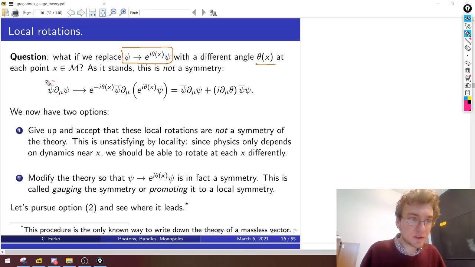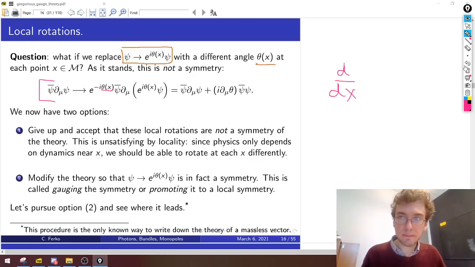Here's an example. Here's a good term we wrote before. It's good because it has the same number of psi bars and psis. And this d mu, just think of this as a derivative. You can just think of that as d/dx everywhere if it makes things look simpler. So this psi bar times the derivative of psi, if I replace psi by a rotation which is different at every point, is not invariant, because the derivative can hit the function in the exponential. And then I get this additional term, this i times the derivative of theta, which is not leaving the term invariant, right? We get the old term plus extra junk. So the term is no longer invariant because junk has been introduced.